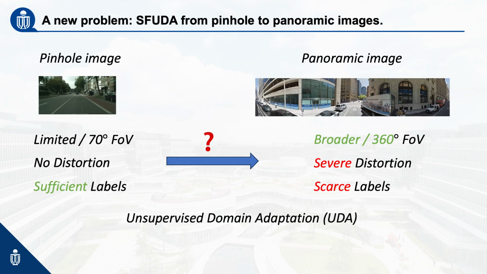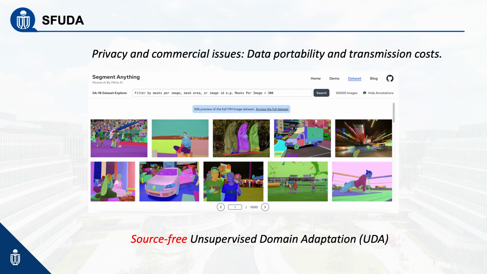The pinhole images have a limited field of view and do not suffer from the distortion problem. And there exist a lot of labeled datasets for training neural networks for pinhole image segmentation. But panoramic images have a broader field of view, which is better than the pinhole camera, but they suffer from severe distortion problems, and also we do not have a lot of labeled datasets for training. For some privacy and commercial issues, such as data portability and transmission costs, we do not always have the source data to train the target models in the target image domain.